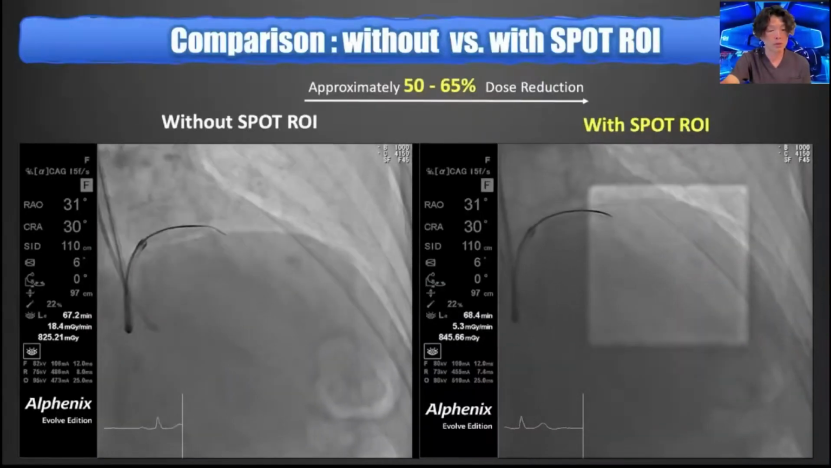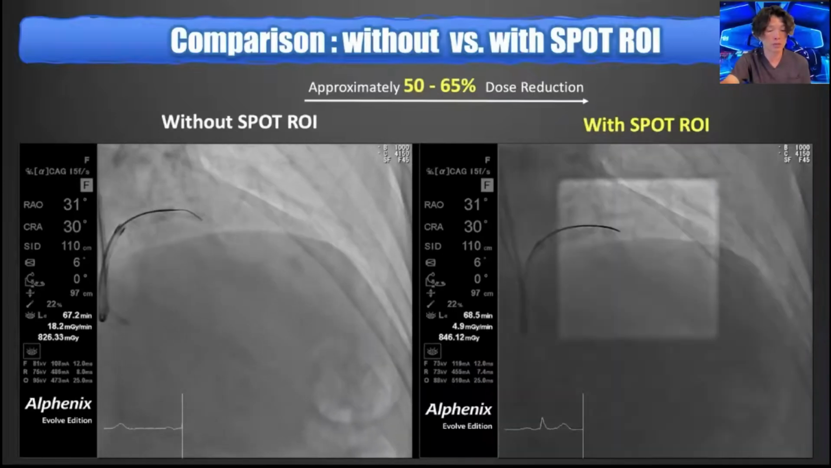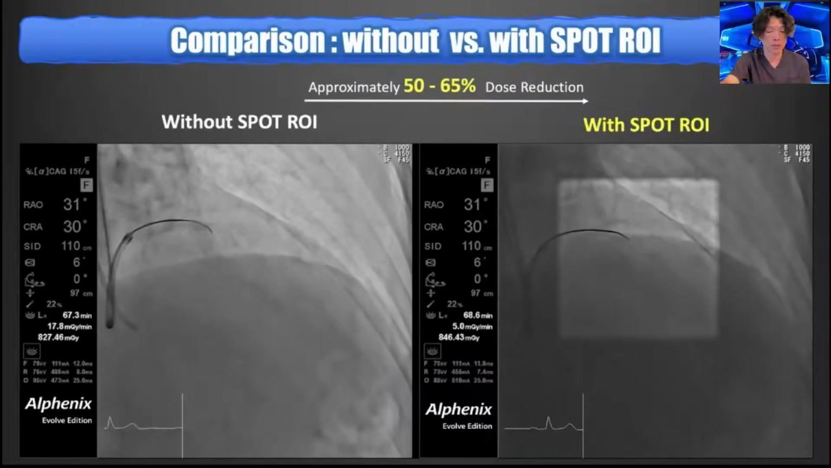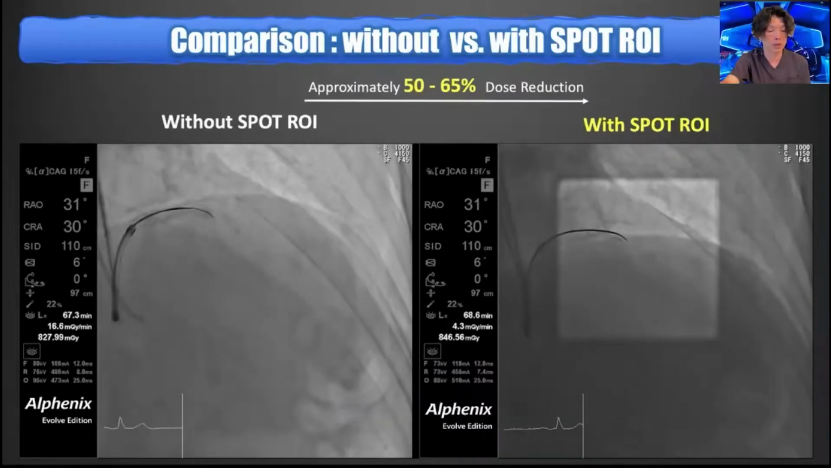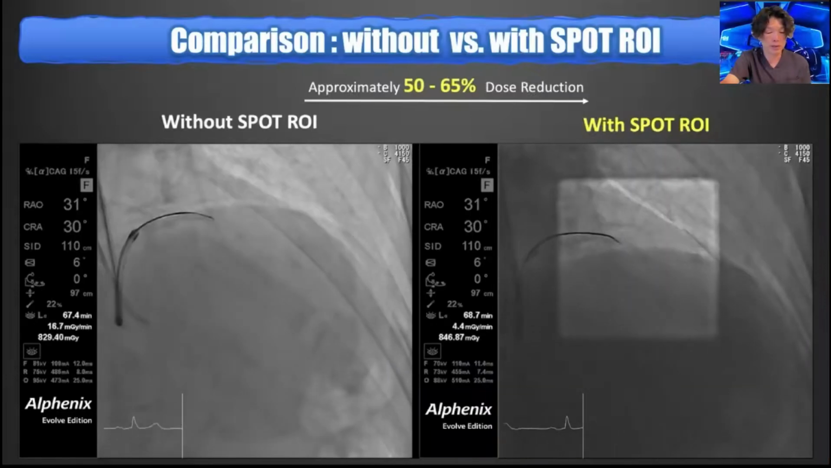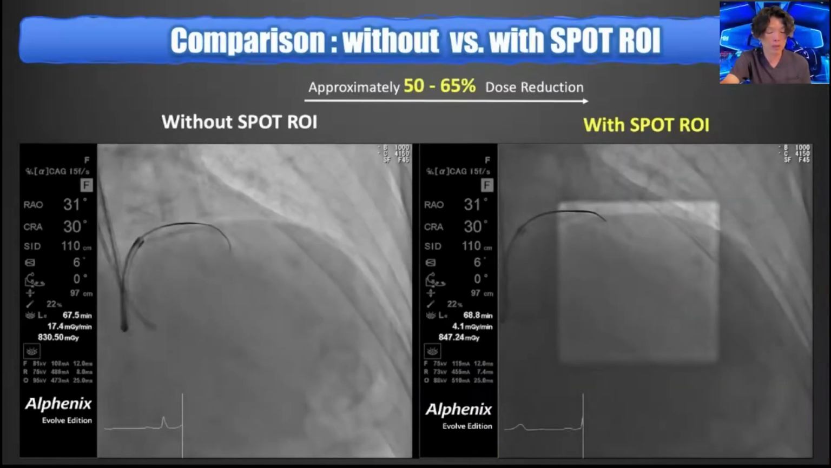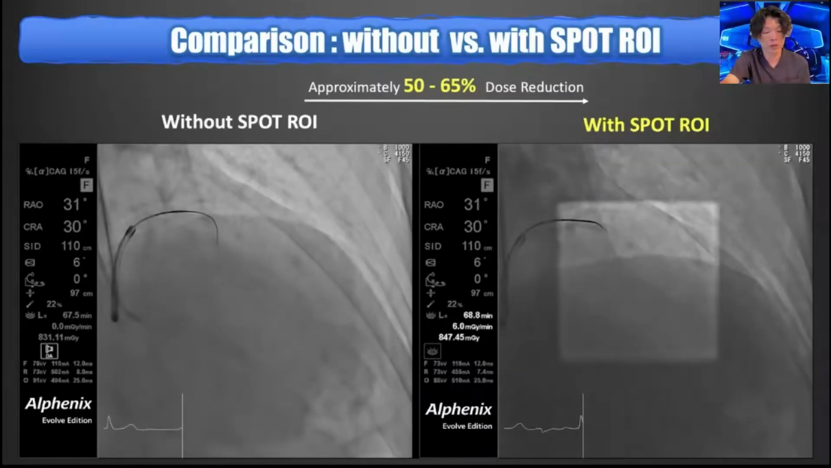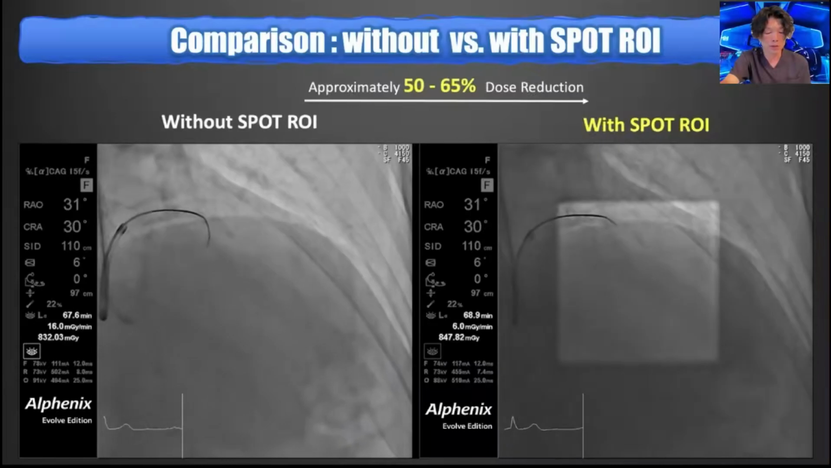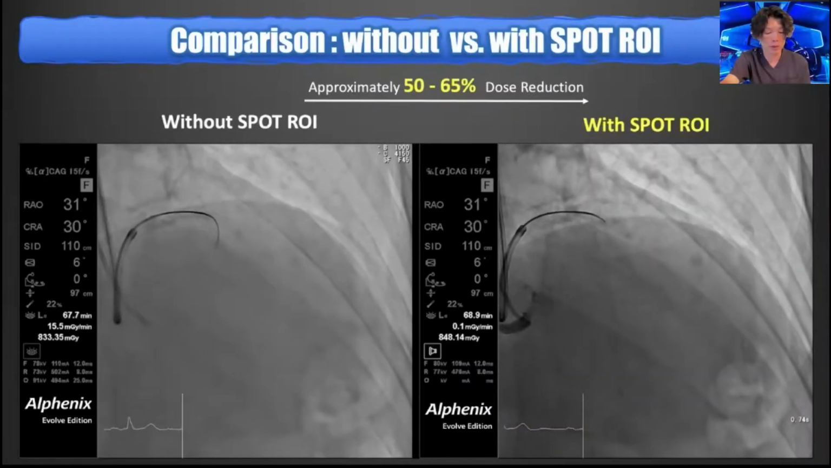Here I would like to demonstrate the effectiveness of the spot ROI function in reducing radiation exposure. This slide compares procedures performed without spot ROI and with spot ROI. Spot ROI utilizes a dedicated filter with a rectangular hole, which creates both a normal exposure area and a filter attenuated area. The position of the region of interest, the normal exposure area, can be freely adjusted according to the operator's needs.